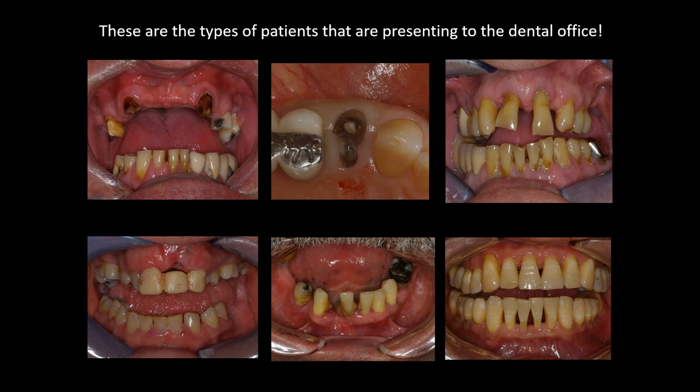These are the types of patients that are presenting to the dental office today. And you don't have to be in the inner city to get patients like this. I'm in the suburbs of Michigan, and not only do we get failing teeth that have crowns that are breaking off due to recurrent decay, but we get entire mouths that have periodontal disease, have extreme wear or mobility because of bruxism, and we also have failing crown and bridge restorations. So I think everybody in the audience can find one of these cases is similar to what they experience within their practice.